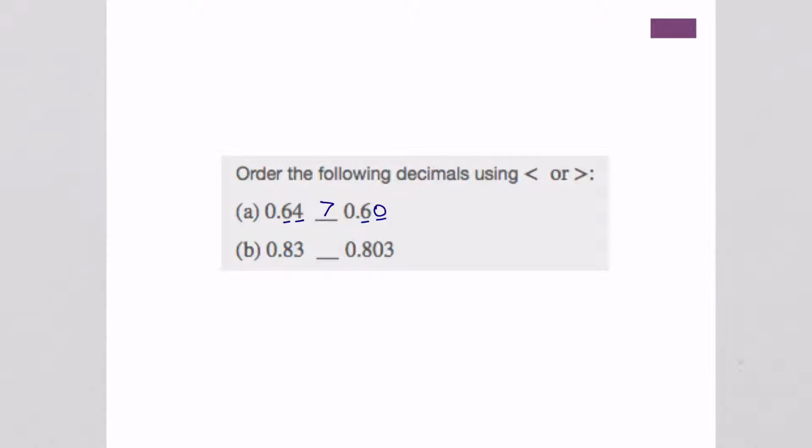Whenever I look at 0.83 and 0.803, they don't have the same number of decimal places, so I'm going to add a 0 here. And I'm going to look at each place. That and that are the same. This 3 is bigger than this 0, so I'm going to put my greater than symbol there as well.